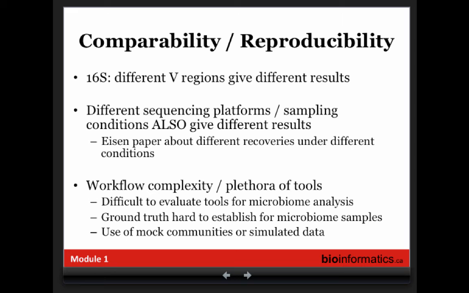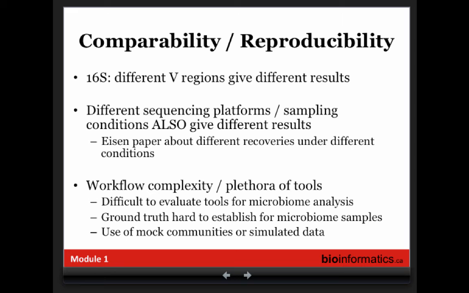I think that the majority of tools typically give you the same story if you look at it from a really high level view. But when you try to drill down to more detailed interpretation of your community, the different tools can actually give different results. It's difficult to evaluate tools for microbiome analysis because the ground truth, in other words, what the community really is like, is unknown, and that's why you're studying it.